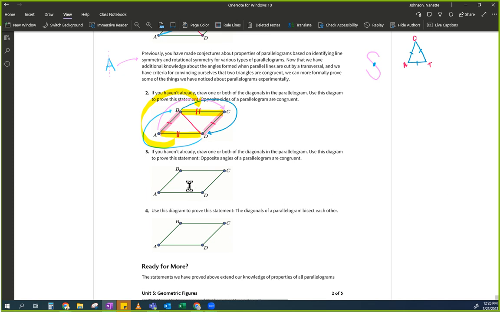So I'm going to pause the video. I want you to think about, could opposite angles of a parallelogram be congruent? Really quickly, are you comfortable with the term opposite angles? Who are opposite angles in this case? Very good. A and C and B and D. So they're asking, is A congruent to C and is B congruent to D?